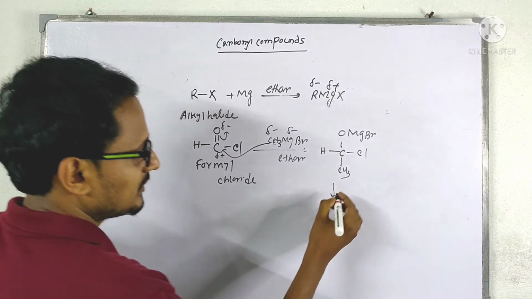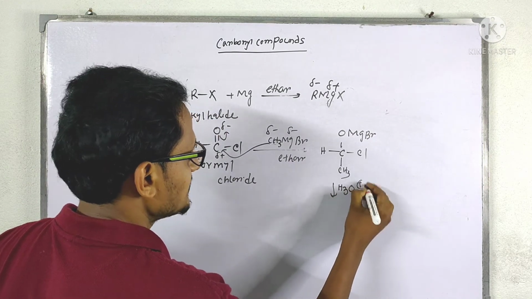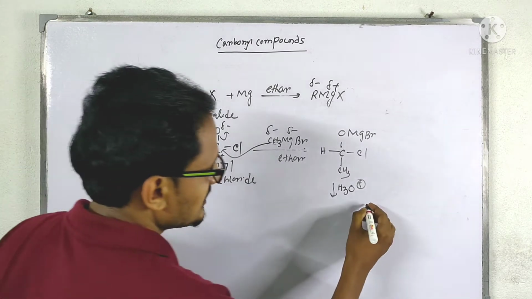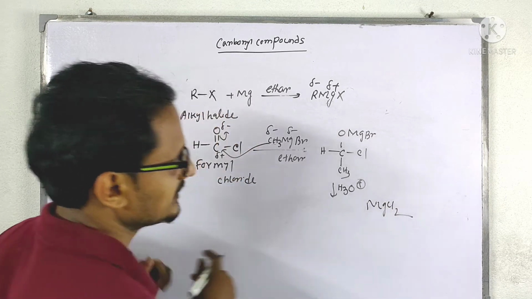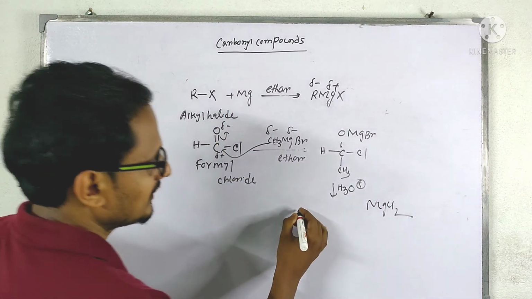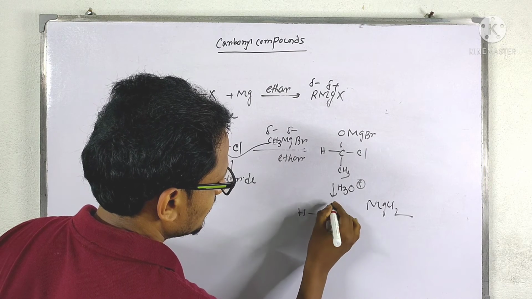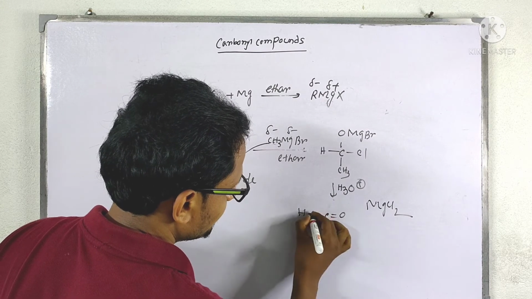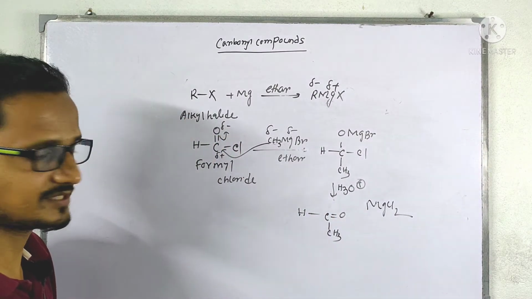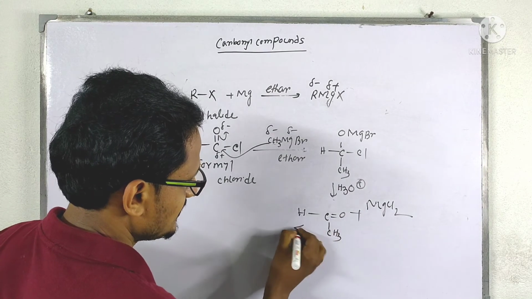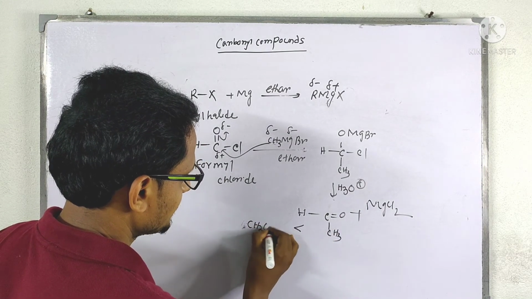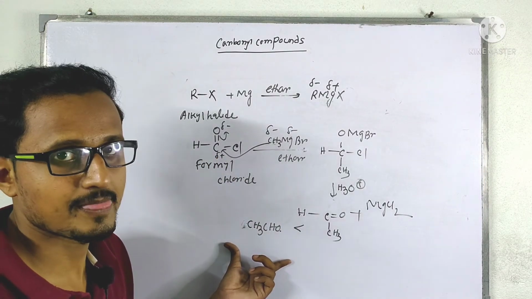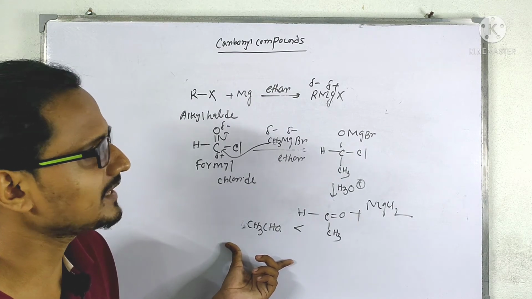Now if we hydrolyze this one, then what we will get? We will get magnesium chloride with that ketone. That means this compound we are getting, HC double bond O with CH3, that means CH3CH double bond O. It is nothing but CH3CHO, that means acetaldehyde we are getting. Instead of this hydrogen, we can take CH3, so that another compound will form. Okay, so these are the methods from where we can prepare the aldehyde or ketone.